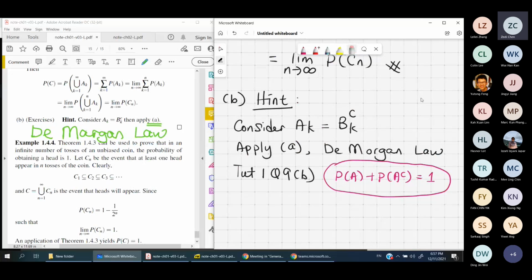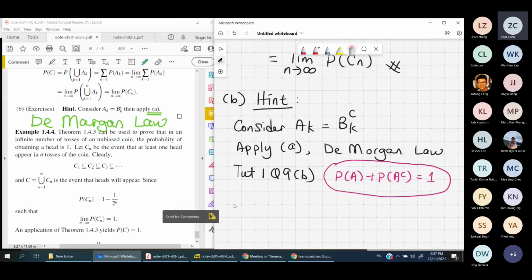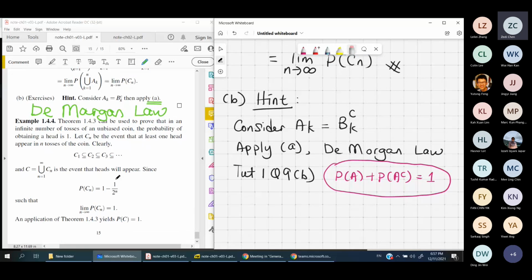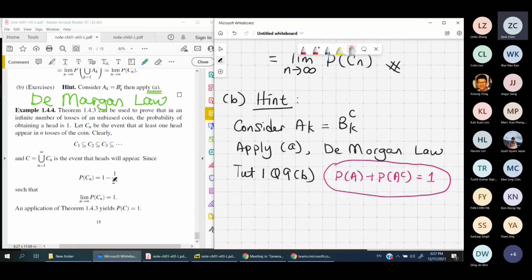Okay, using this construction of your AK, applying part A, De Morgan's law, and together with this formula, you should be able to get the formula in part B. Okay, so I leave it to you.